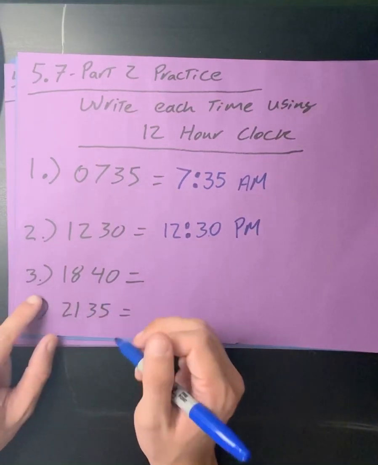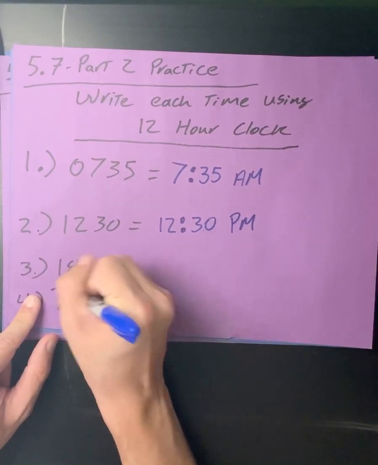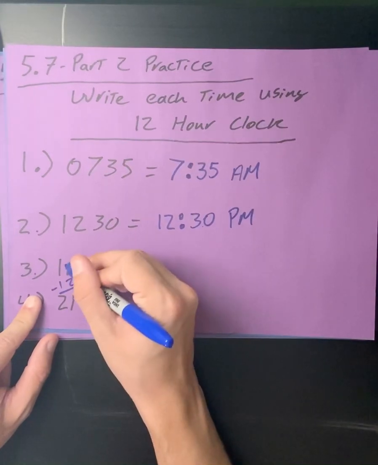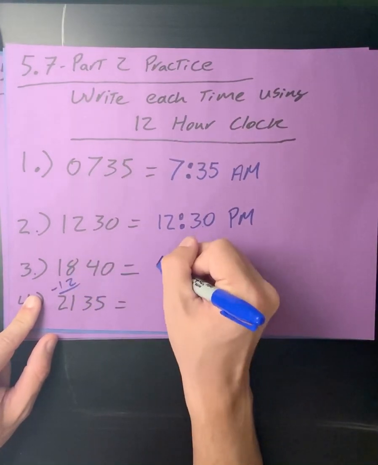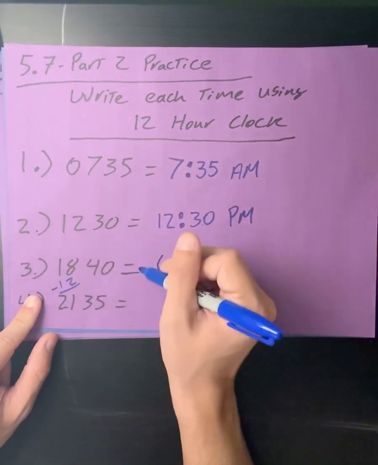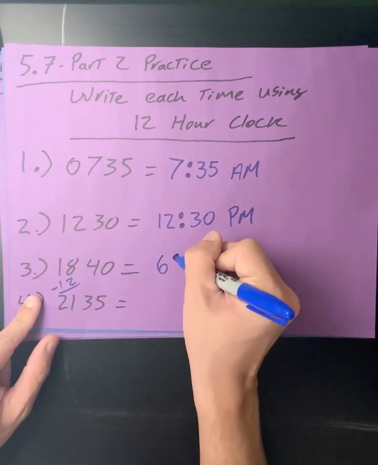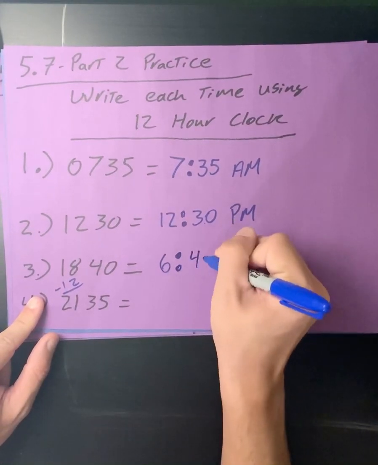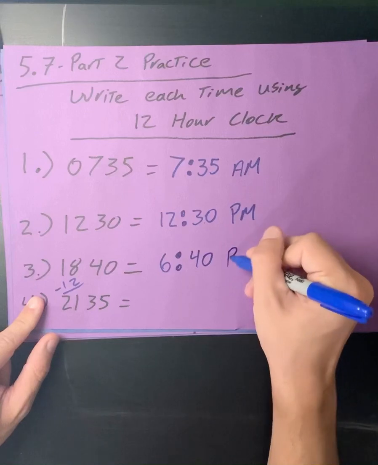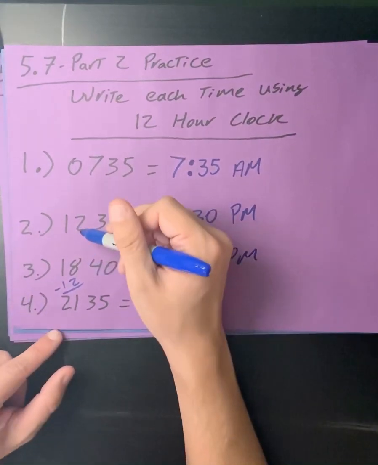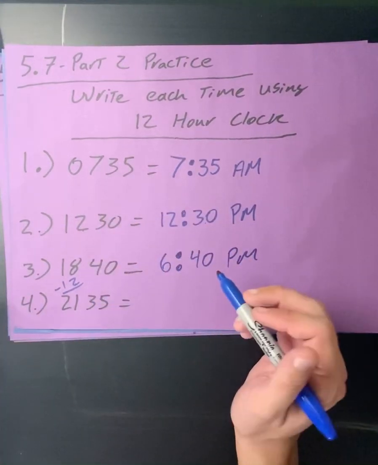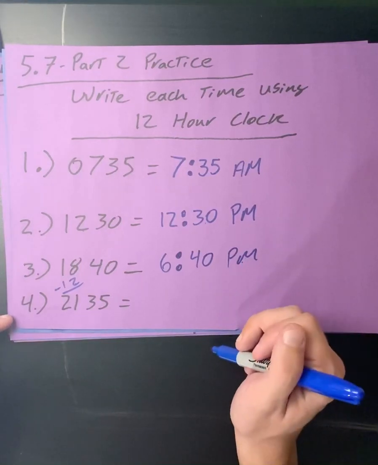So 1840, if I subtract 12 from this, 8 minus 2 is 6, 10 minus 10 is 0, so it would be 6:40 p.m. It is greater than 12, so it's in our afternoon, so it would be a PM.